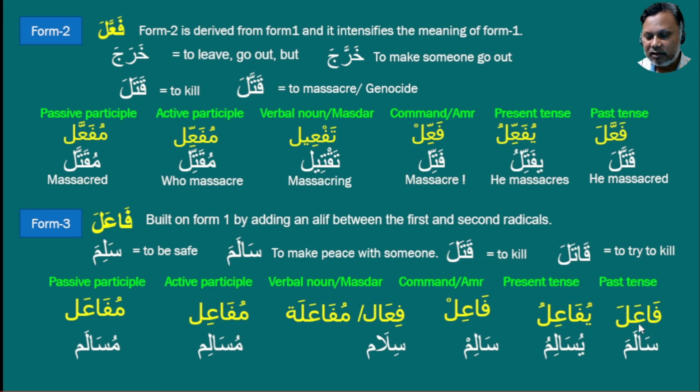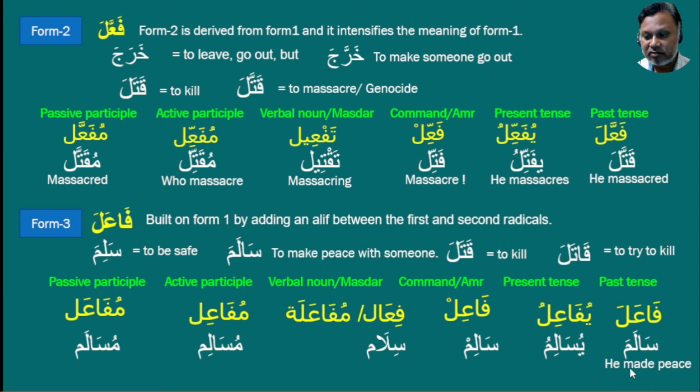Now this salima or saalama verb will be conjugated for the 6. Saalama is the past tense verb under this branch. The present tense will be yusaalimu, the command will be saalim, and the verbal noun or masdar will be silaam. There is a long vowel here, the alif after the lam. The active participle is musaalim, and the passive participle is musaalam.